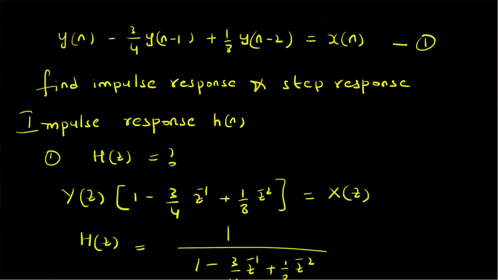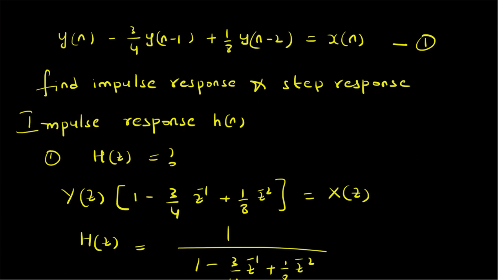So to summarize, we have looked at the system given by the system equation y of n minus 3 by 4 y of n minus 1 plus 1 by 8 y of n minus 2 is equal to x of n. We want to find both the impulse response and the step response. So first we find the impulse response. In this part, the first step is to find H of z, that is the system function. The system function can be determined by applying z transform to the system equation.